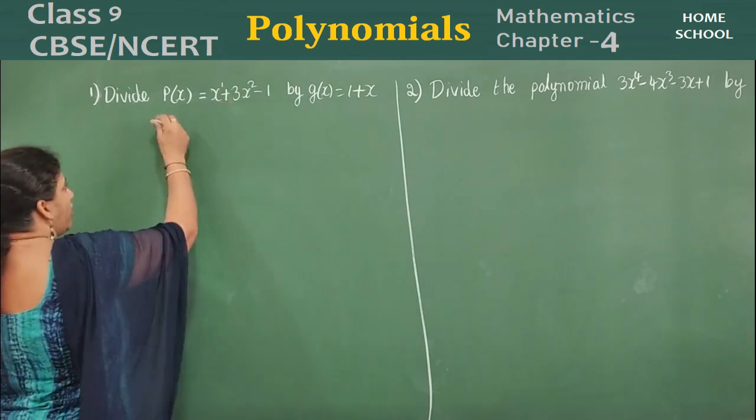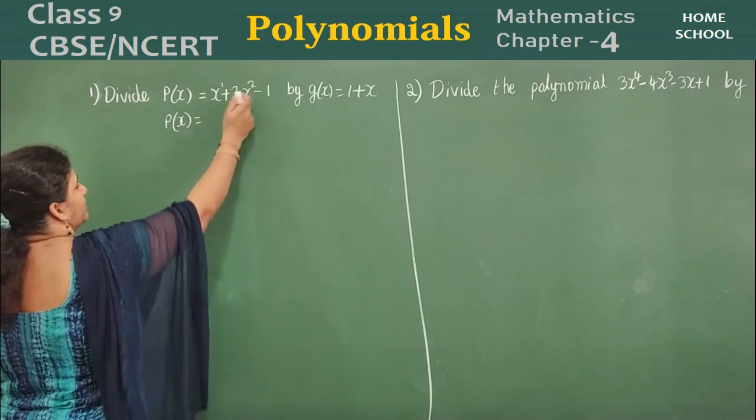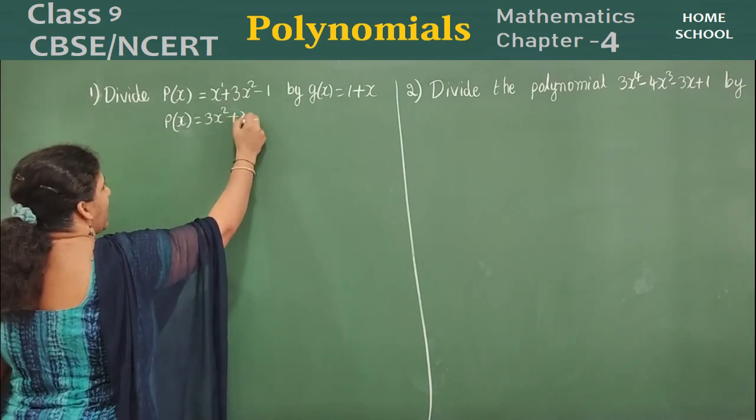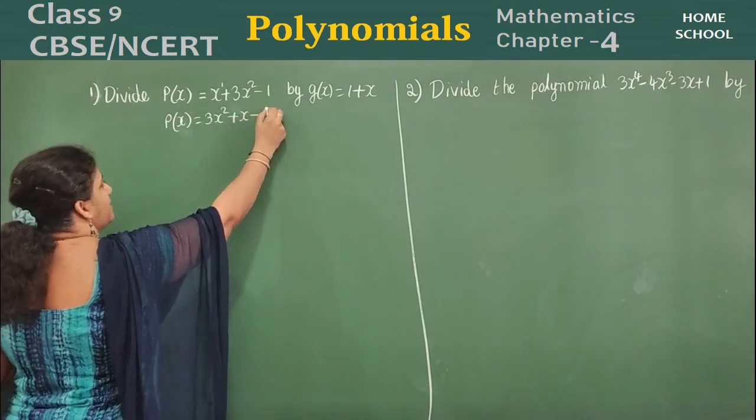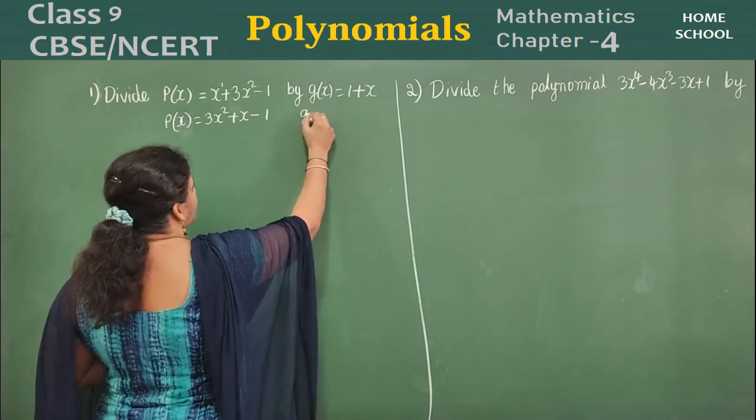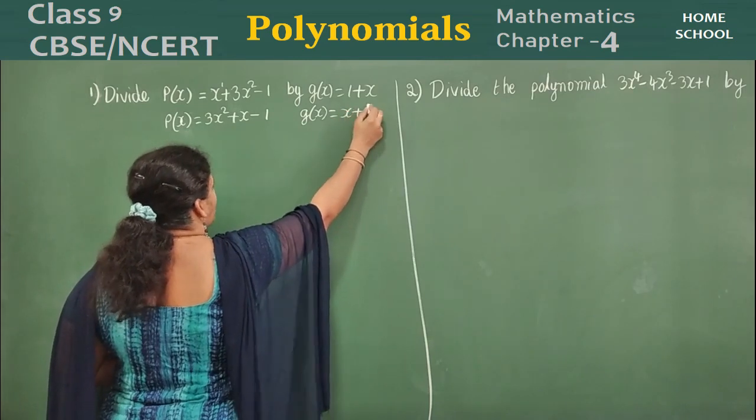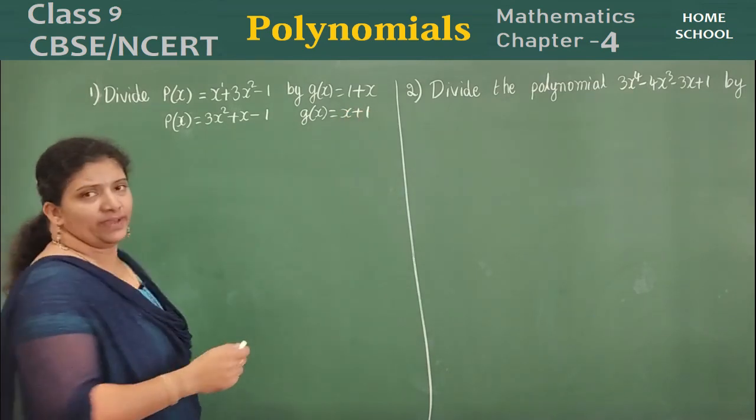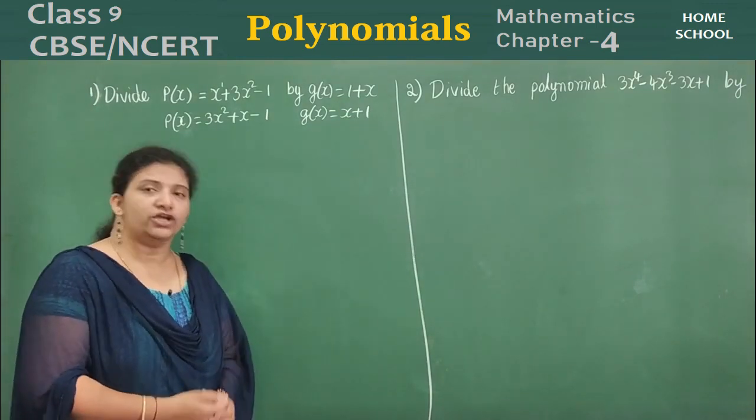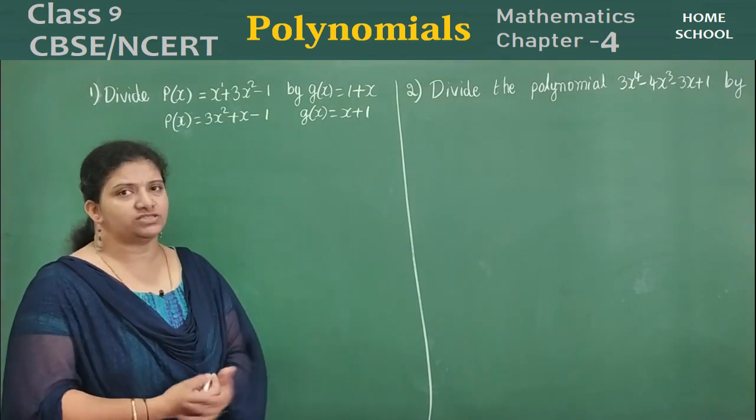So rewrite this polynomial. Arrange in an order first. 3x square plus x power 1, that is x, minus 1. Okay, then see this g of x. This one also in the same manner. X plus 1. Constant always should be last. Okay, first step when you are doing your division, you should arrange the polynomial from highest power to the lowest power.